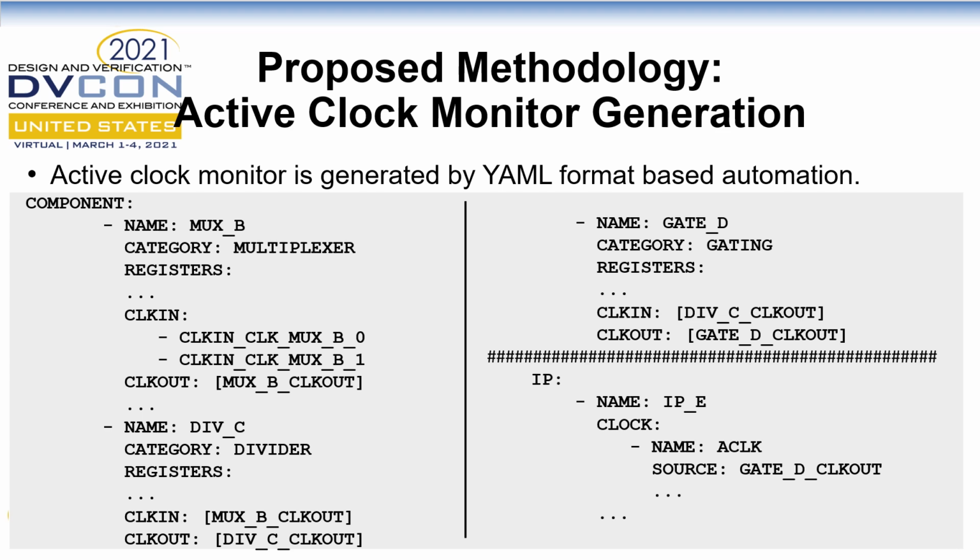In case of IPE, the clock source comes from the gate D output. This means that the gate D and the IPE are connected. If the clock in source cannot be bound within one block, it means that the source comes from other blocks. This information allows us to know what components are between the clock source and IP clock.